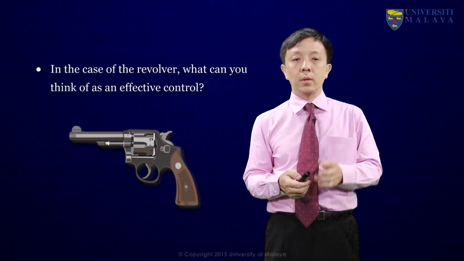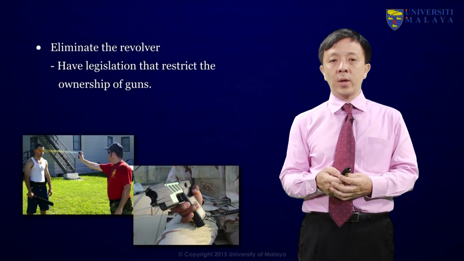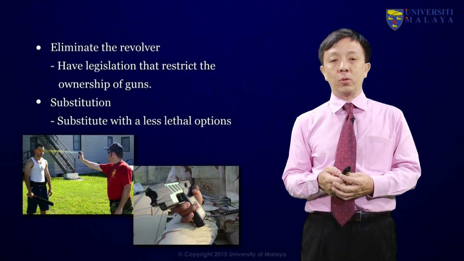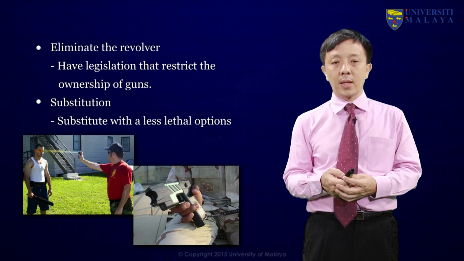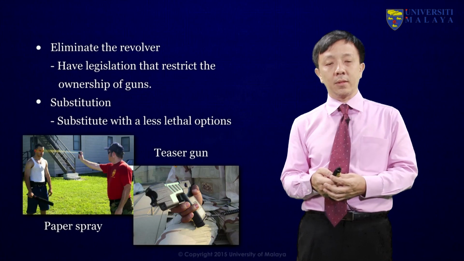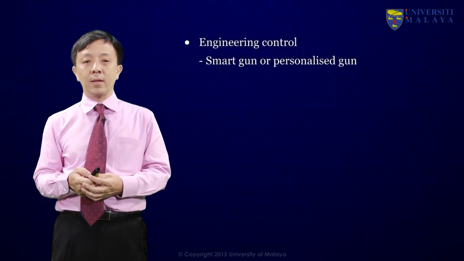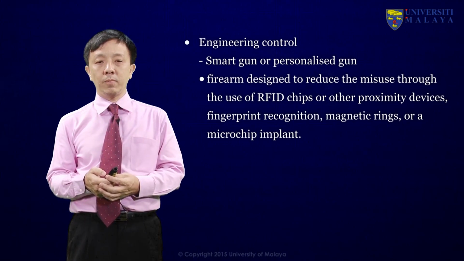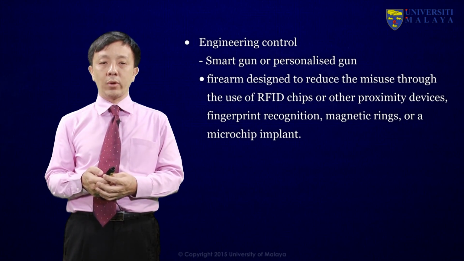In the case of the revolver, what do you think is an effective control? Eliminate the revolver? Okay, so we have legislation that restricts the ownership of guns, like in Malaysia. Substitute. We can substitute a gun with a less lethal option, like pepper spray or taser gun. Engineering control. We can have a smart gun, a personalized firearm designed to reduce misuse, with an RFID chip or proximity device, fingerprint recognition, magnetic ring or microchip.